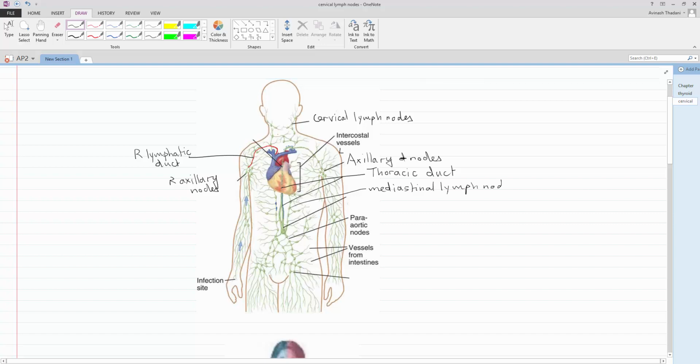And I forgot to mention this little bulging at the beginning of the thoracic duct over there has its own name, and that's called the cisterna chyli. Cisterna because it looks like a cistern, and chyli because that's another term for lymph. One more collection of lymph nodes, and that's the inguinal lymph nodes over here.